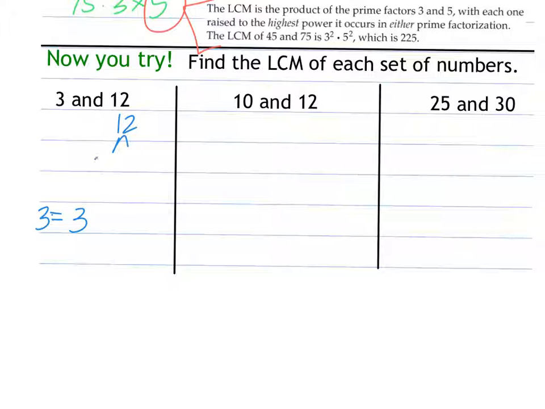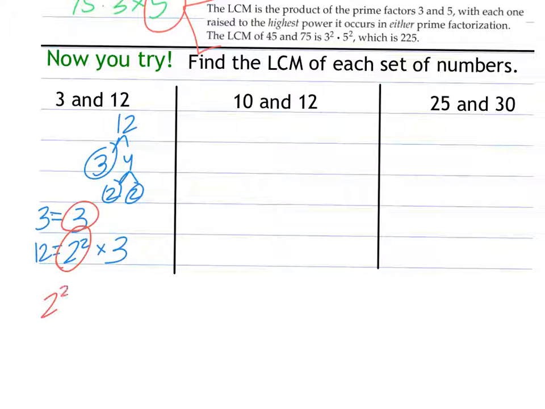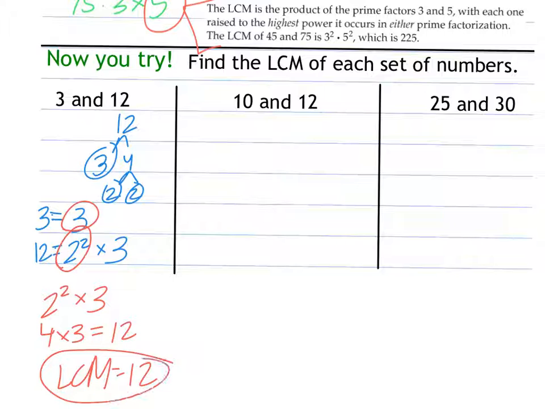So for 12, we can split that into 3 and 4. 4 splits into 2 and 2. So 12 equals 2 squared times 3. So we have to take each number to the highest power. I see that there's a 2 that shows up overall and a 3. Well, we can only take that 2, and both the 3's are the same, so it doesn't really matter. And then we multiply all of that together. 2 squared is 4 times 3 equals 12. Least common multiple is 12, the lowest multiple that they have in common.